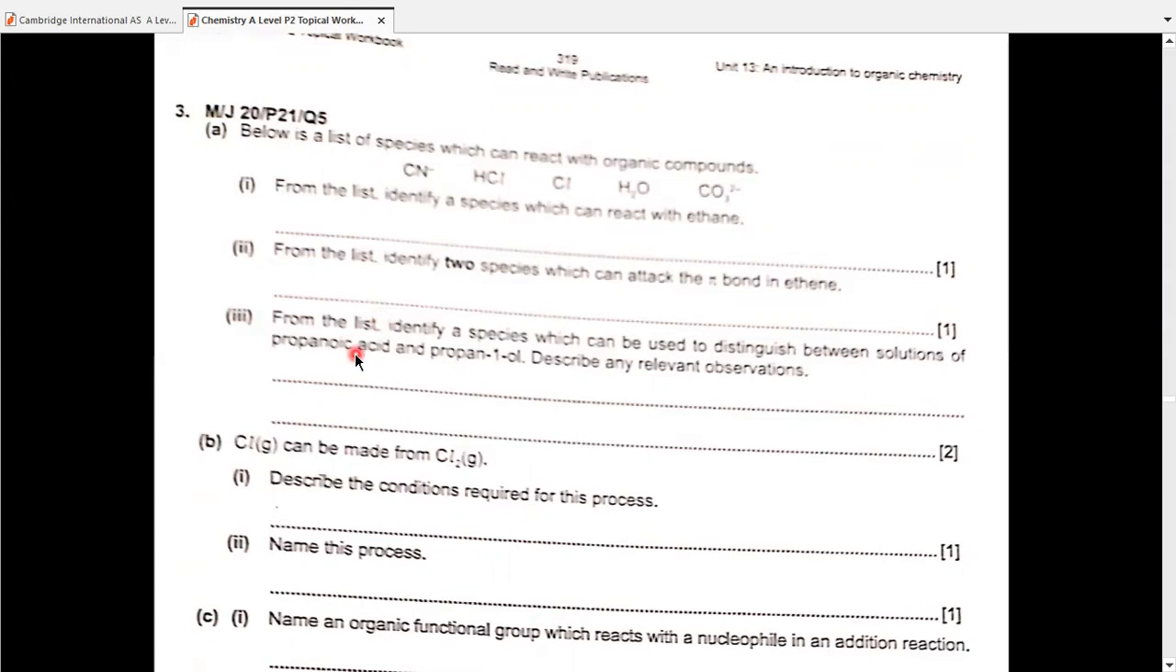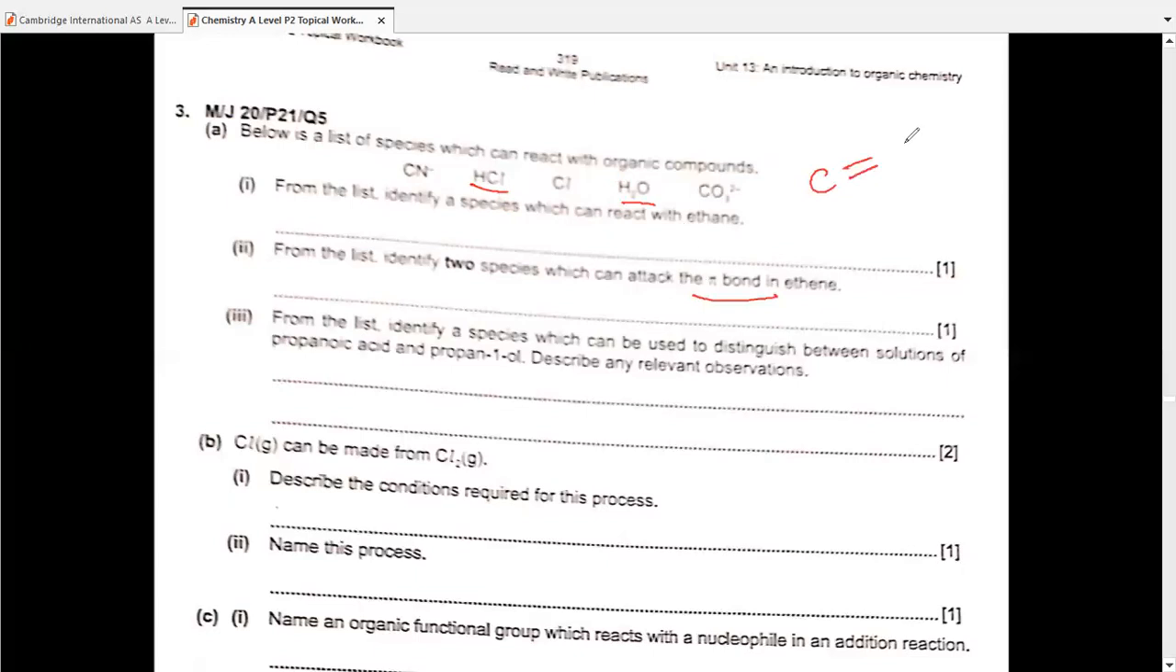Substitution reaction. What? Substitution reaction with HCl. Of course not, beta. They're attacking the pi bond in ethene. That's electrophilic addition. HCl would be added to the double bond, or H2O would be added to the double bond, but not CN- or Cl or CO3 2-. You're not just guessing, are you? Okay, these are added to the pi bond.